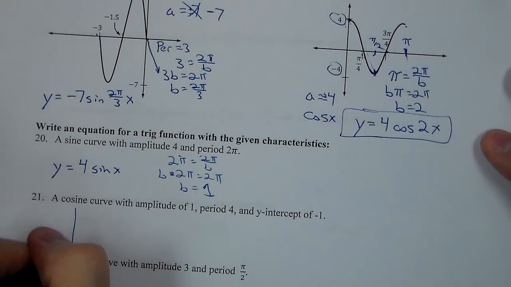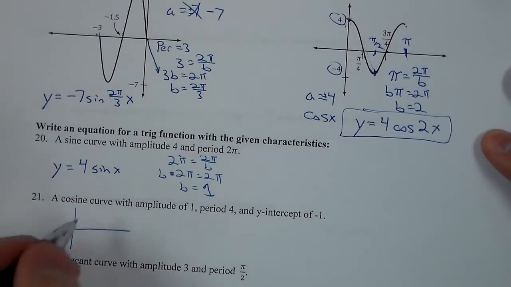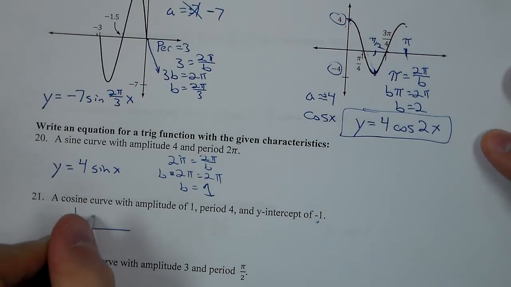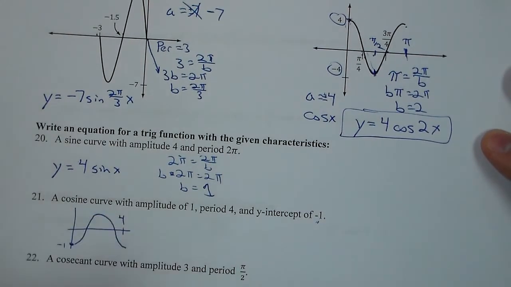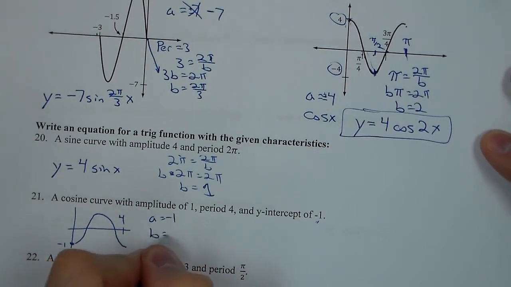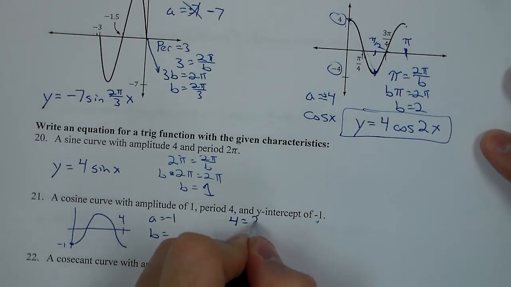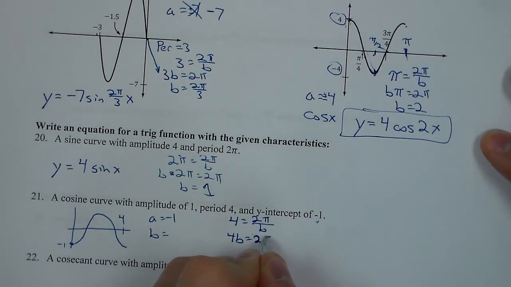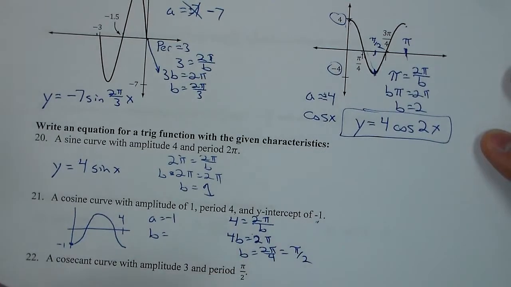A cosine curve with an amplitude of 1, a period of 4, and a y-intercept of negative 1. So that means it actually has to hit down here at negative 1. So if that was my cosine curve, I would know that a is negative 1. b, we have to solve, because we know the period is 4. We'd say 4 equals 2 pi over b. 4b equals 2 pi. b equals 2 pi over 4, which is pi over 2. So I put it all together, it's going to be y equals negative cosine of pi over 2 x.